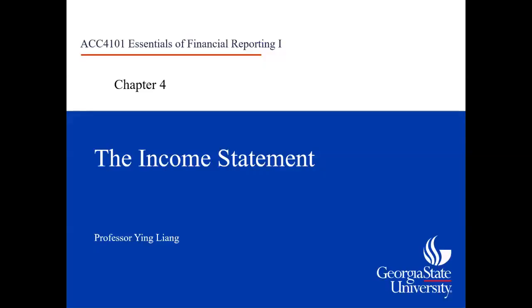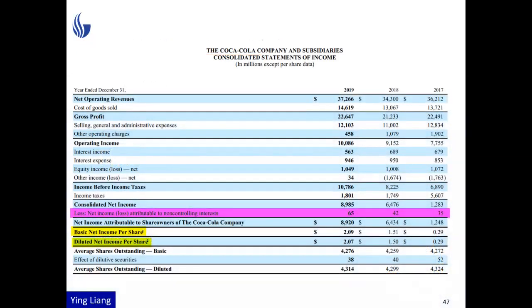We have seen earnings per share multiple times this week. We've seen it in the actual Coca-Cola and Zoom income statements. It is the yellow highlighted items that I've marked in this income statement. Above it, we have the net income attributable to shareowners. And then there is basic net income per share. Net income equals earnings. The second one is called diluted net income per share.